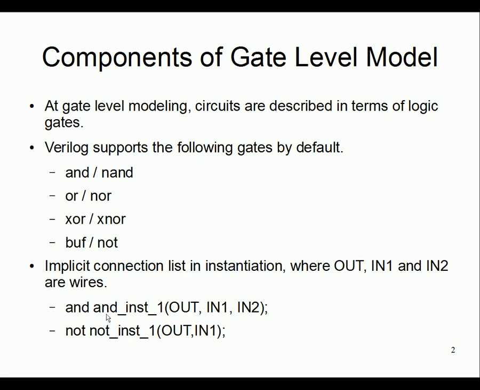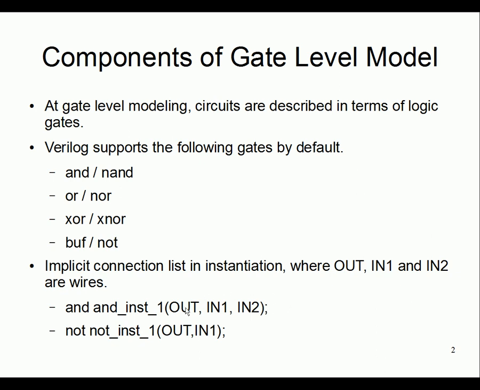Okay, so we can do another instantiation, like instance 2 with out, in 1, comma, in 3, and it will be treated as a 3 input AND gate. But not for the NOT. NOT is strictly one input, one output. Nothing changed there. But for all other multi-port gates, it can be two or more, and we can just keep on increasing the list.